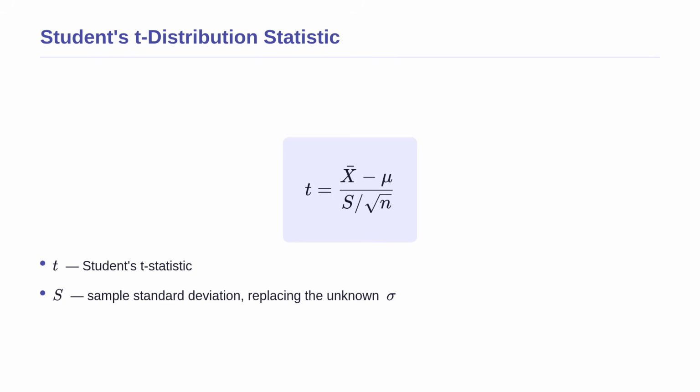The variable t represents the student's t statistic. X bar is still the sample mean, mu is the population mean, and n is the sample size. By using S instead of sigma, the t-distribution mathematically adjusts for the extra doubt introduced by our small sample size.